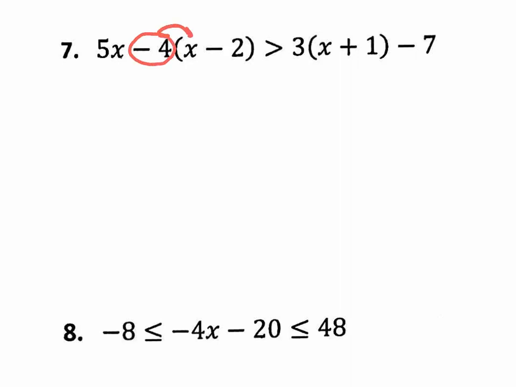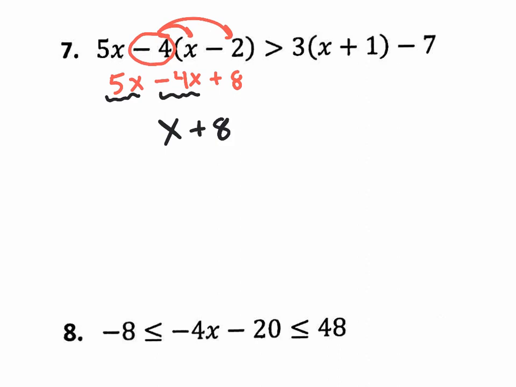So negative 4 times x is negative 4x. Negative 4 times negative 2 is a positive 8. Bring down the 5x that's out there in the front. That's distributive property. Now we have to combine like terms. So let's combine the 5x with the minus 4x, giving us 1x. So we have one single x plus 8, and that's all we could do on the left side.